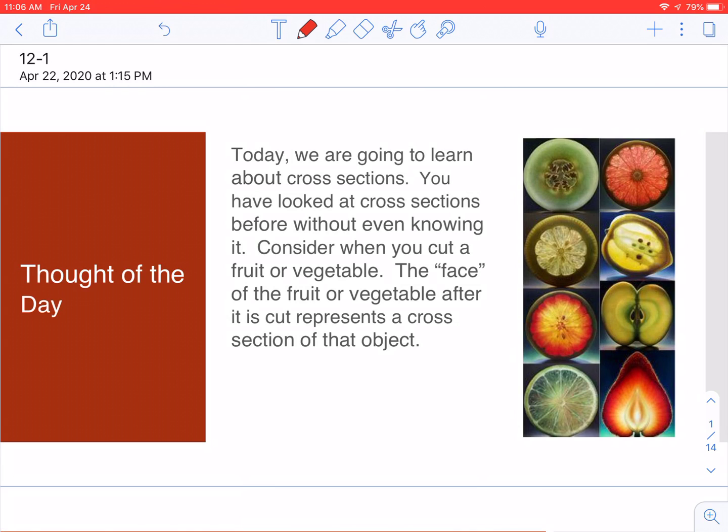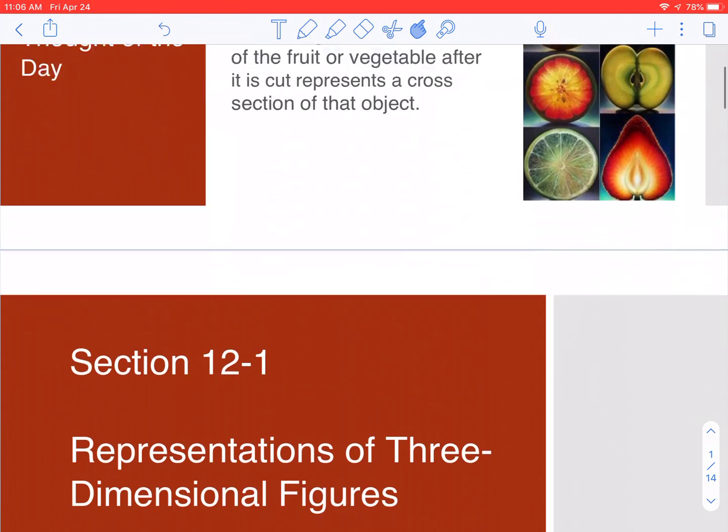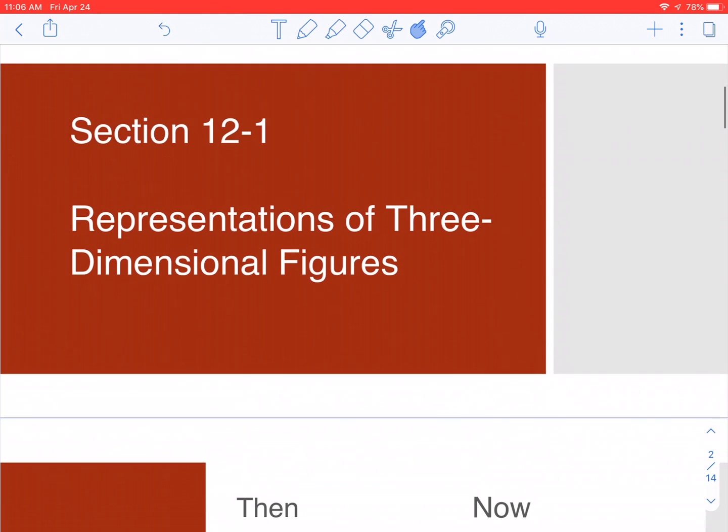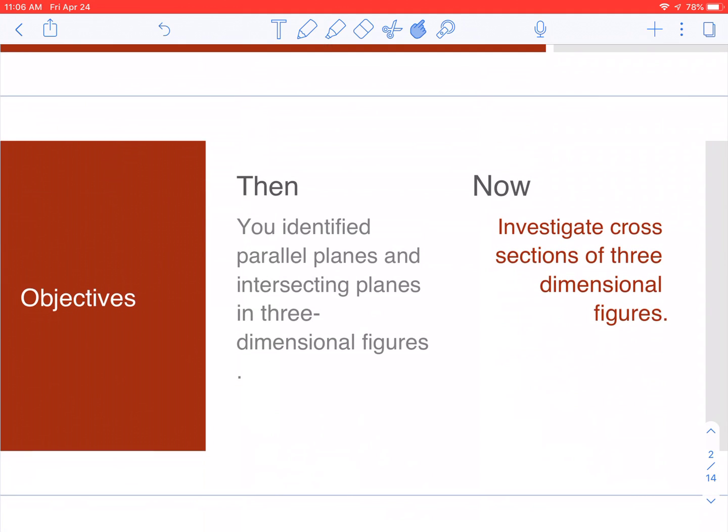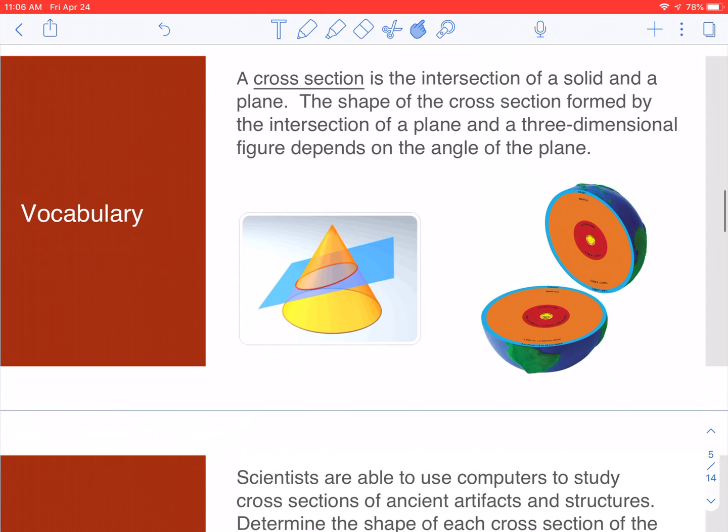Okay, so all we're doing really is looking at how we can cut different shapes to make a cross section and what that looks like. So no numbers today, just shapes and thinking and that kind of thing. All right, so this is representations of three-dimensional figures. You identified parallel planes and intersecting planes way back first semester. Now we're going to talk about the cross sections of them.